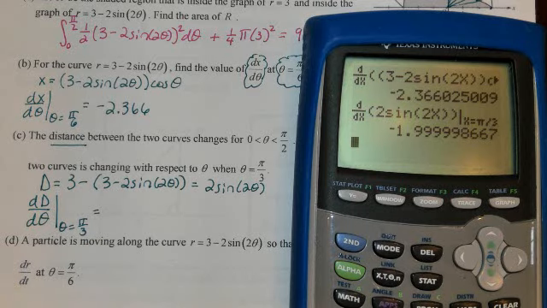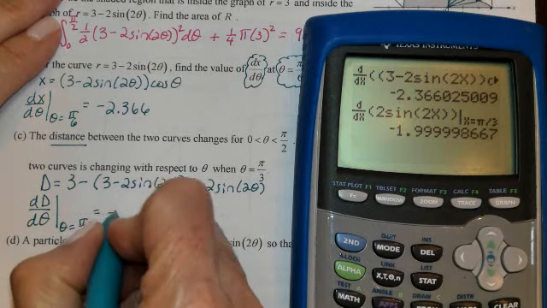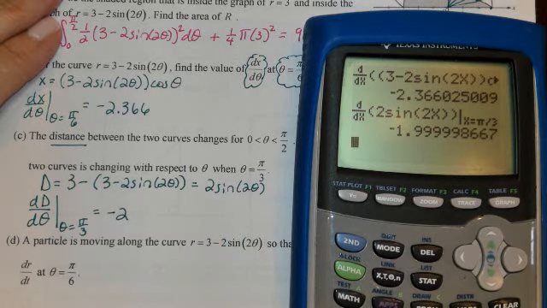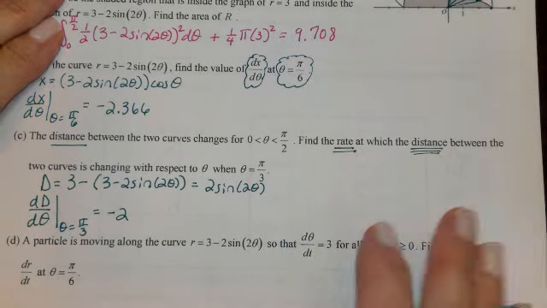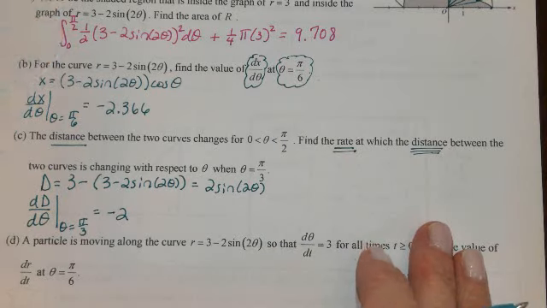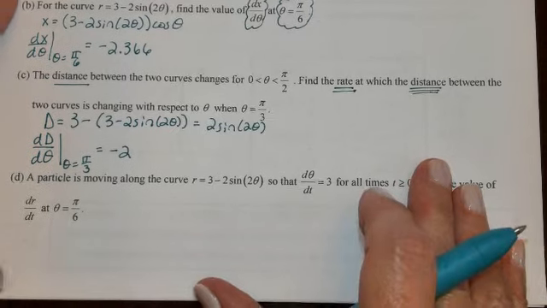So you can put negative 1.999, but this rounds to negative 2, and I know if we did this by hand, we would get negative 2. Okay? So I'm going to put negative 2. All right, very good.